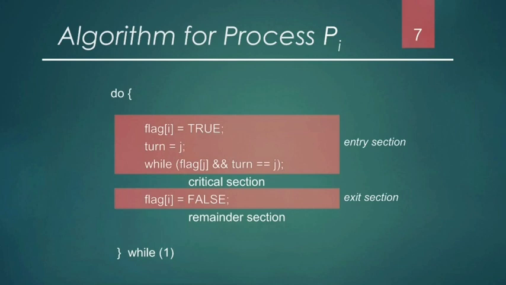To know that the Peterson solution is correct, we need to show that mutual exclusion is preserved, the progress requirement is satisfied, and the bounded waiting requirement is met. If these conditions are satisfied, then only we can say that the Peterson solution is valid for the critical section problem.